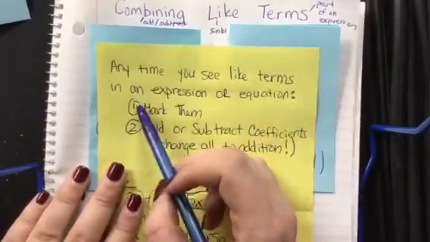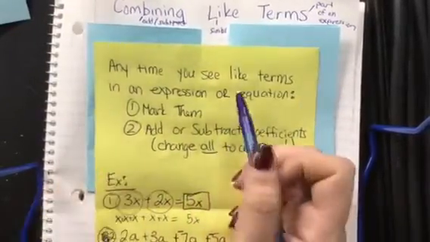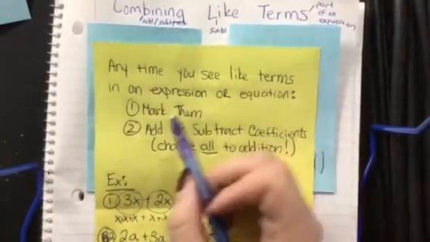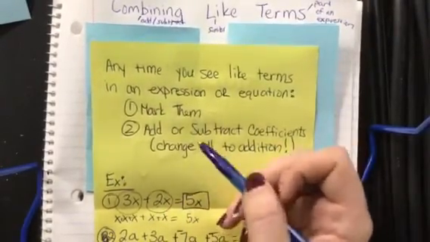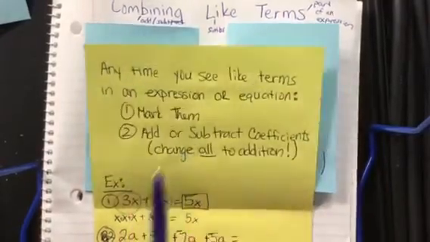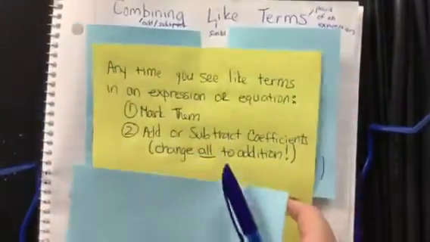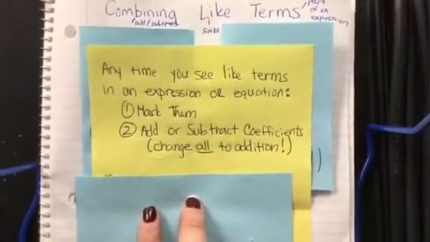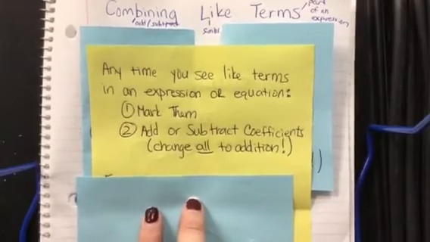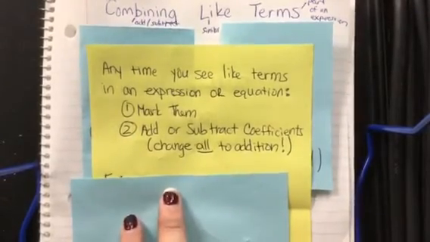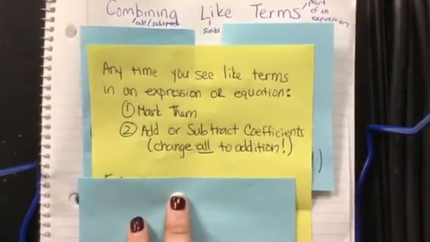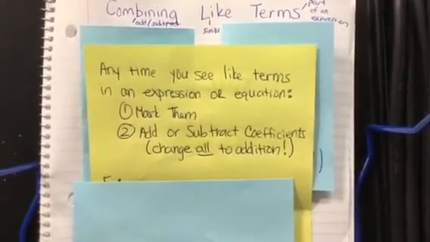Anytime you see like terms in an expression or an equation, you're going to first mark them so that you know, hey, these two terms I can put together. Sometimes in the examples you're going to see, they're going to be right next to each other. Sometimes they're going to be far away from each other. So you have to say, okay, I've got an X over here and an X over there. I'm going to circle those because I'm going to put them together. So we're going to mark them. I can circle, I can underline, I can box them in, I can put stars, I can highlight. I don't care what you do. Mark them somehow.